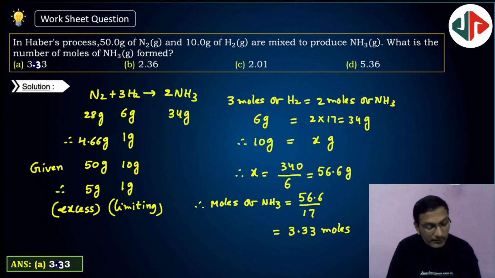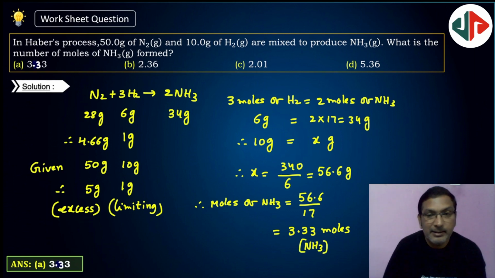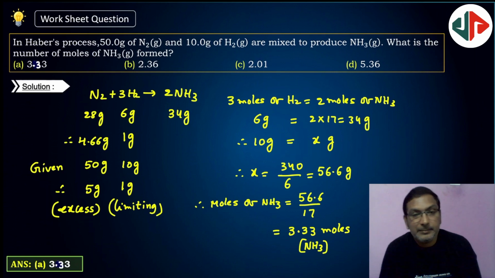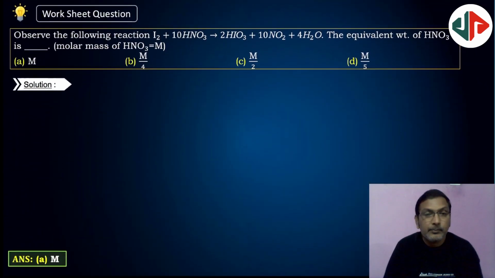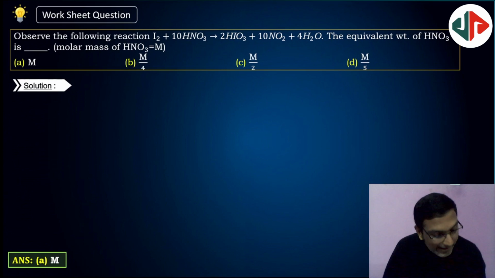3.33 moles of NH3. So very important question. So first process is finding limiting reagent. Next, based on limiting reagent, we can calculate the amount of product. Next one. This is a simple question only.